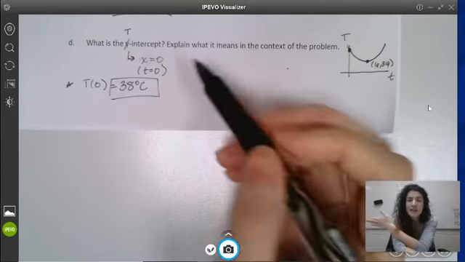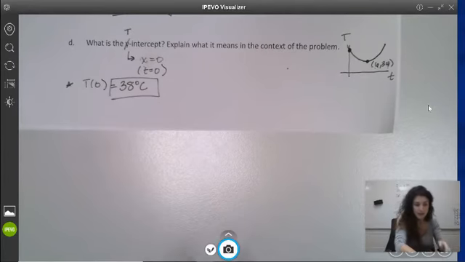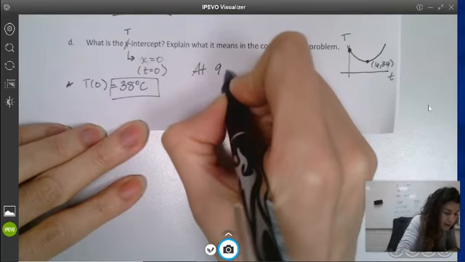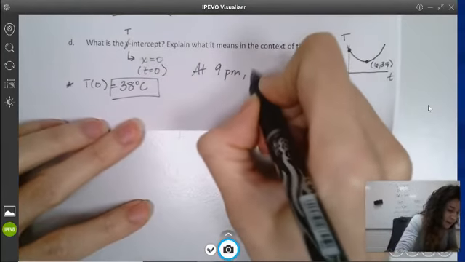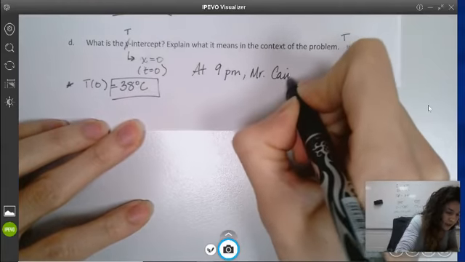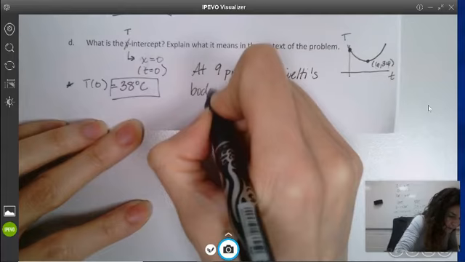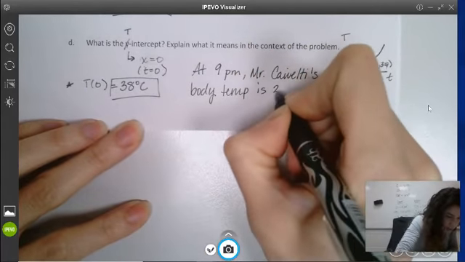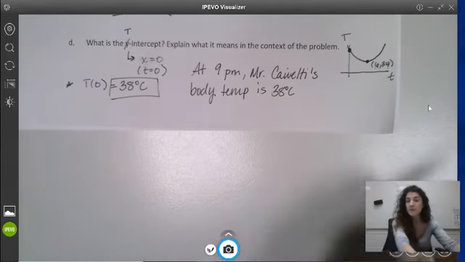That's all you have to say, is you just have to, instead of giving me just numbers, tell me what is the story of this answer. The story is at 9 p.m., the beginning of this process, Mr. Quelty's body temperature is 38 degrees Celsius, which is rather warm, but okay.